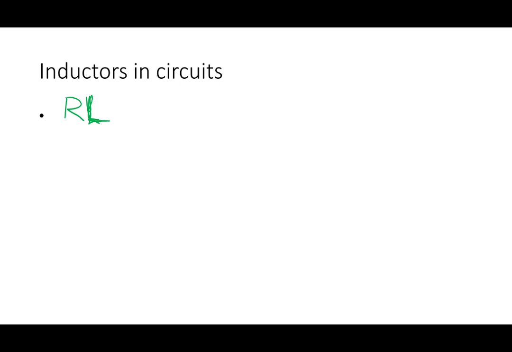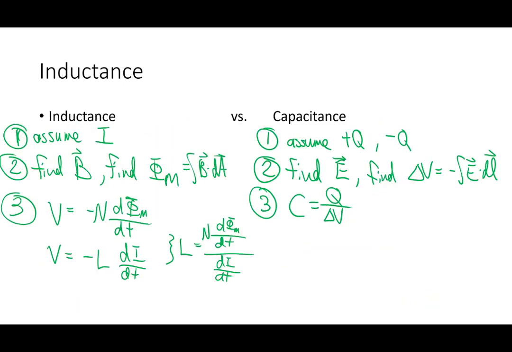Back up. So what do I mean by assuming I? Just say that there's some current value I going through your coil, just like how we assume that there's plus Q and minus Q on the plates. And then you carry through that I throughout your analysis, and then in the end, hopefully it will cancel out.